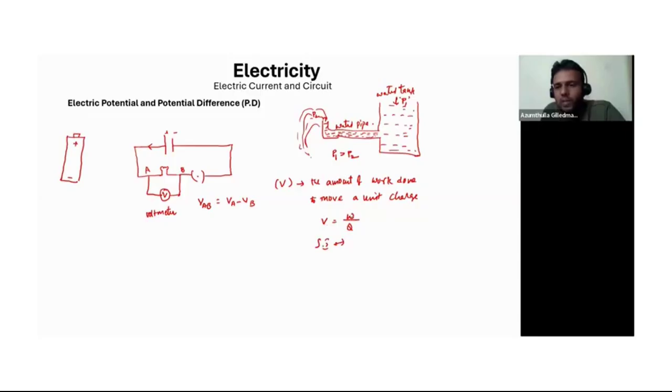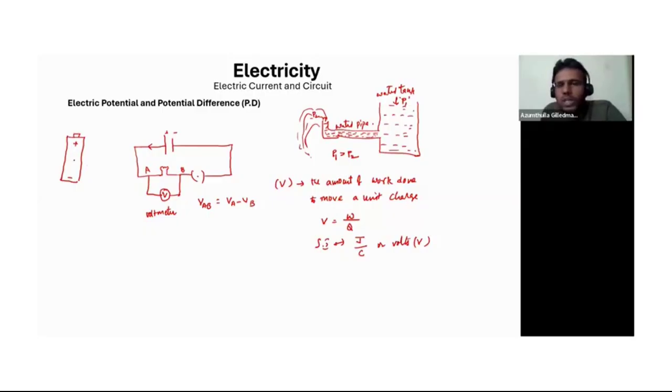The SI units of potential difference: it is work done, and the SI unit of work done is joule. Per, what is the SI unit of electric charge? That is coulomb. So we can say joule per coulomb, or volts. Or you can just say V. Volts can be denoted with the letter V.